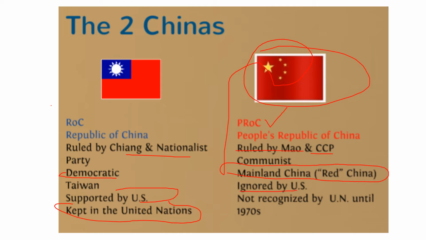They are essentially ignored by the United States. We're like, nope, this is the real China, even though they're only a tiny little island. You guys are fake China because we don't like you. And the United Nations didn't recognize them until the 1970s when America started to follow a policy of détente.